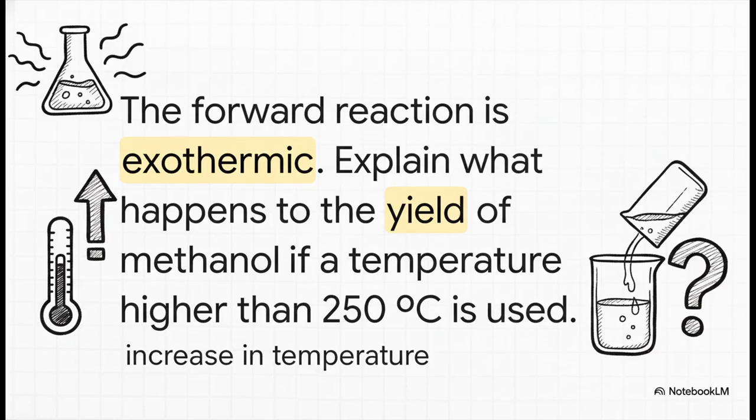Okay, a 2-marker on temperature. The question tells us the forward reaction is exothermic. It gives out heat. We have to explain what happens to the yield if we crank up the temperature. And notice that keyword, explain. That means we need to say what happens and then say why it happens.